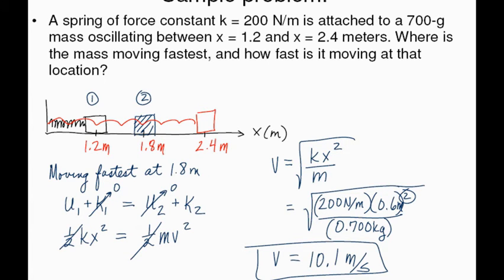Okay, so let's look at this sample problem. A spring of force constant k equals 200 newtons per meter is attached to a 700 gram mass oscillating between x equals 1.2 and 2.4. Where is the mass moving the fastest, and how fast is it moving at that location? Well, I want to know where it's moving the fastest. So my potential energy is equal to my kinetic energy at that fastest point. That fastest point is going to be 1.8.